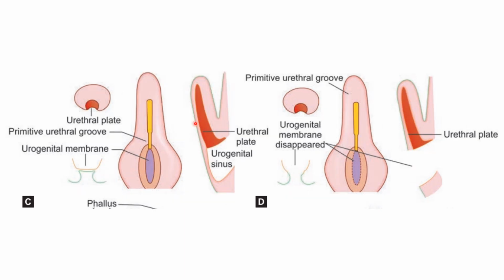Now in figure C, as you can see, the primitive urethral groove is now fully formed. The urethral plate is also enlarged and extends deeper into the phallus. You can see the extension of the urethral plate into the depths, along the length of the phallus. Now in figure D, you can see the urogenital membrane has been broken down. Here it has disappeared. Now the endoderm of the urogenital sinus can be seen from outside because of the breakage of this urogenital membrane.